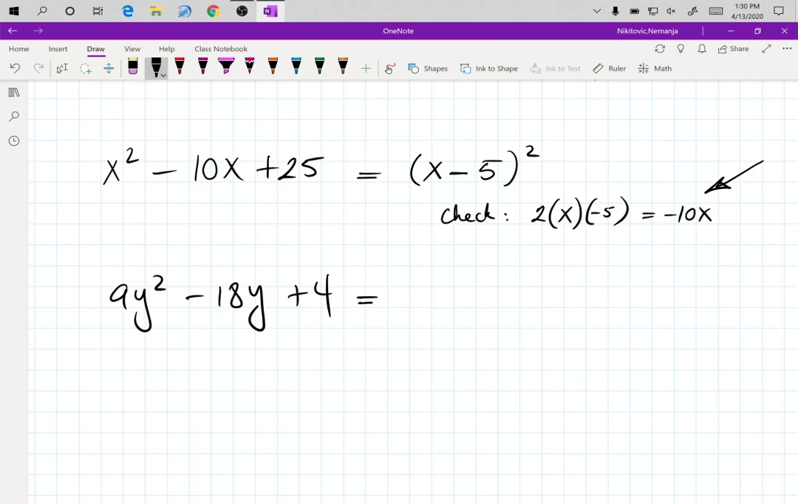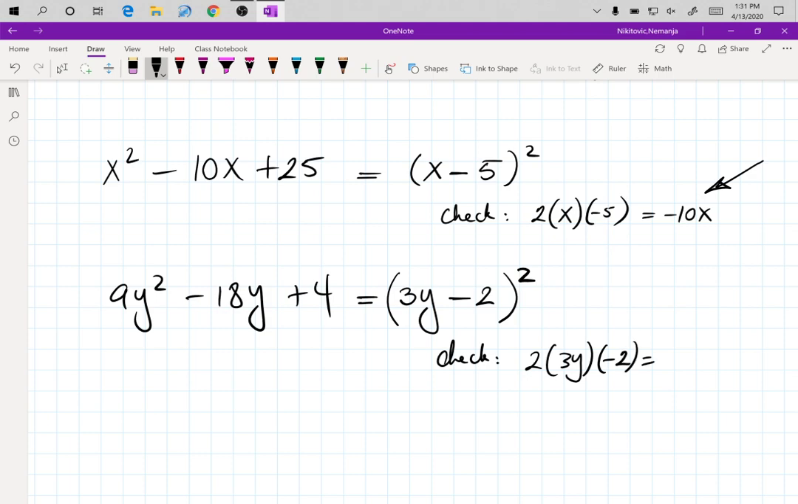Square root of 9 is 3, and then y, right? Sign of the second is a minus. Square root of the third is a 2, squared. And then we check the middle term. That's 2 times 3y times negative 2.